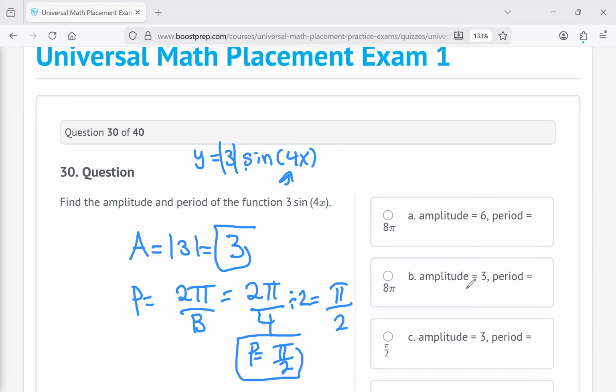So which one will that be? Amplitude equals 3, period is pi over 2. C, right? Amplitude is 3 and period is pi over 2.